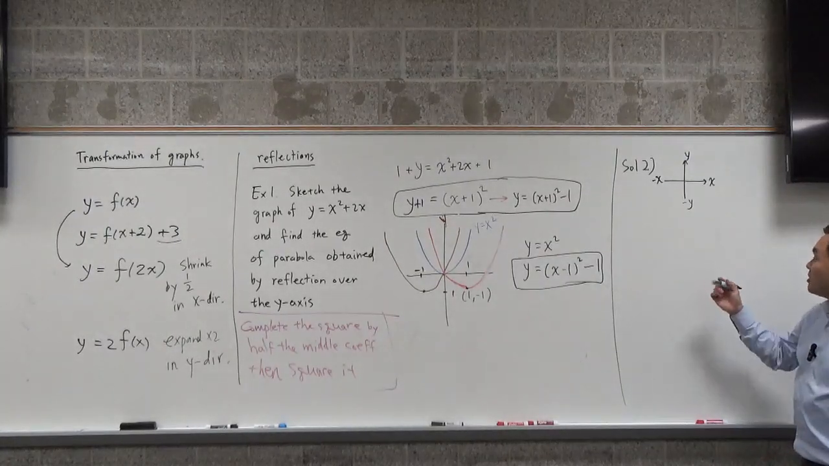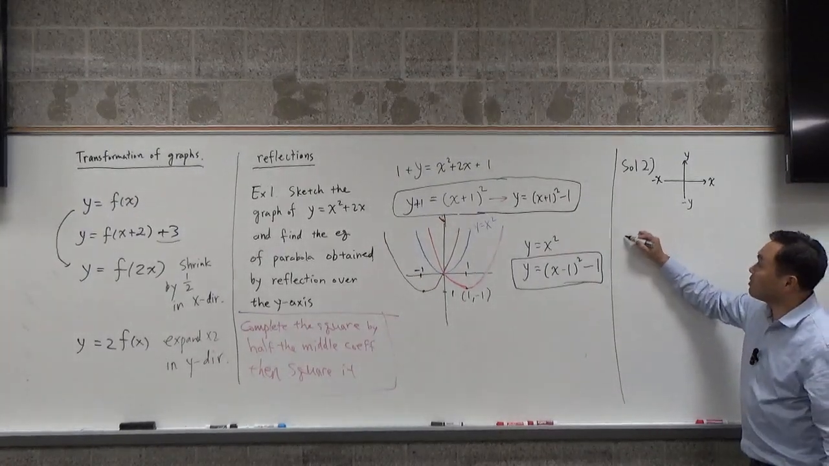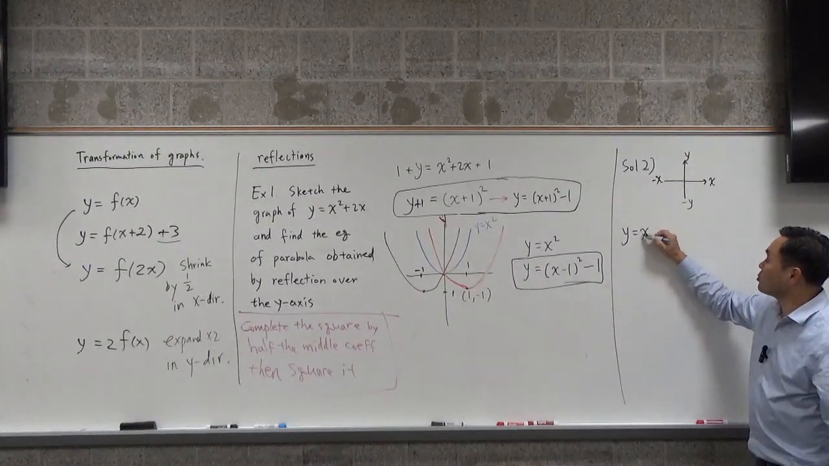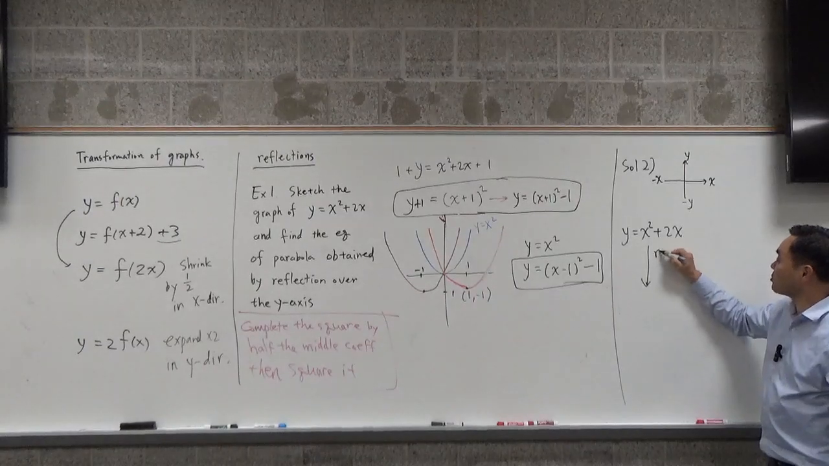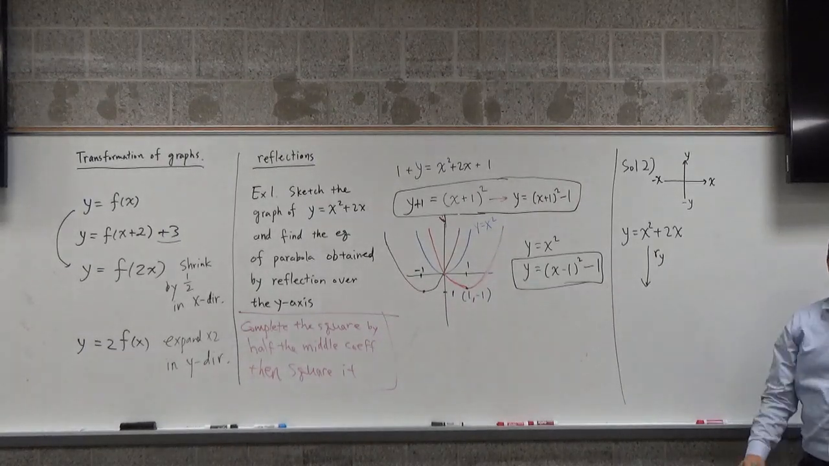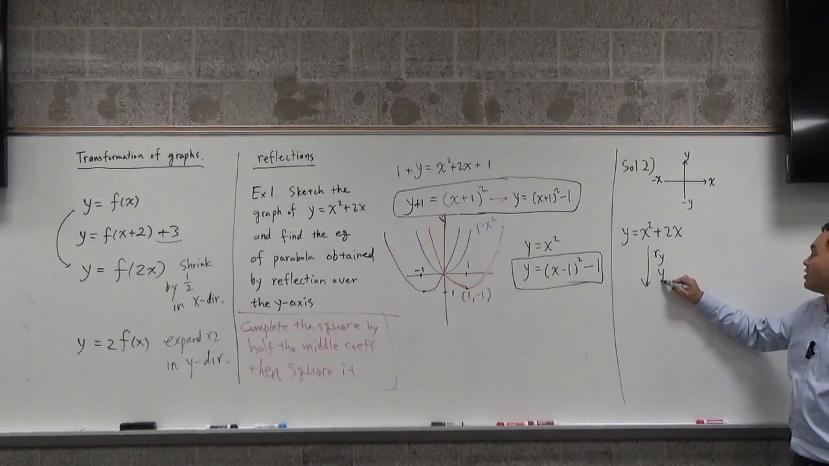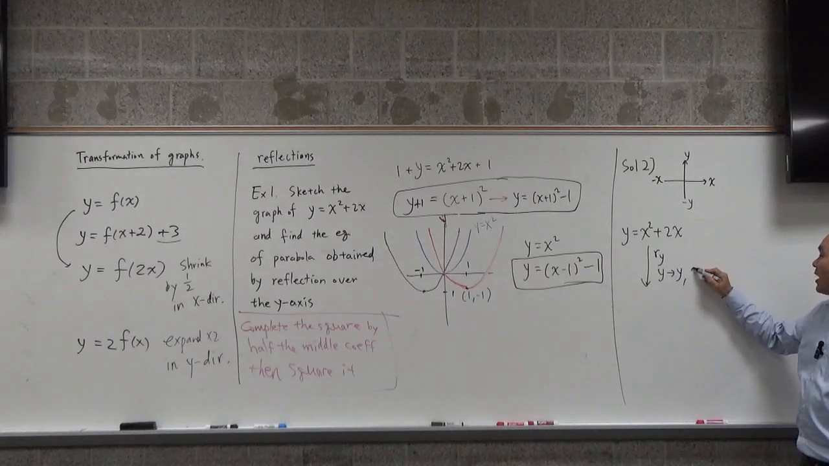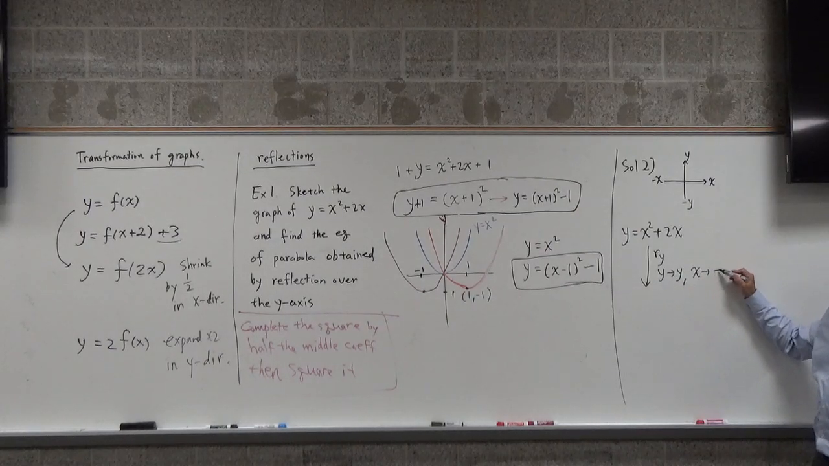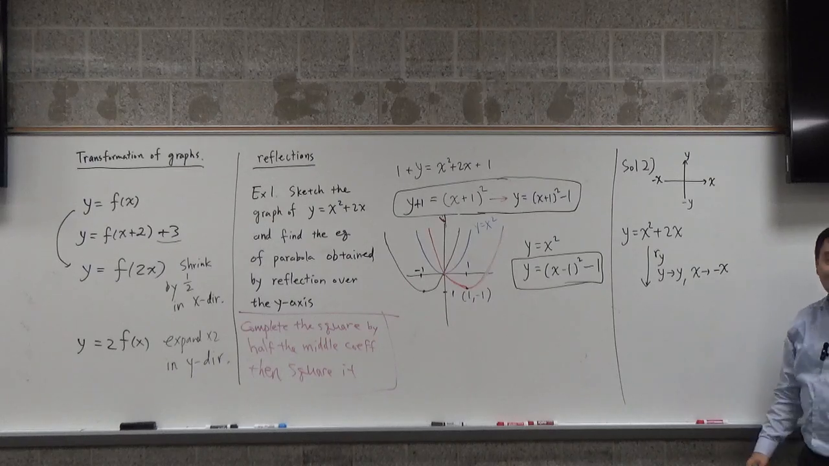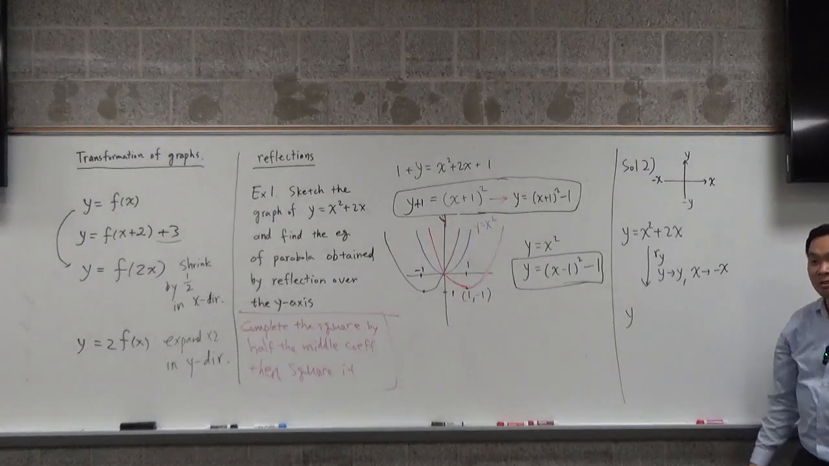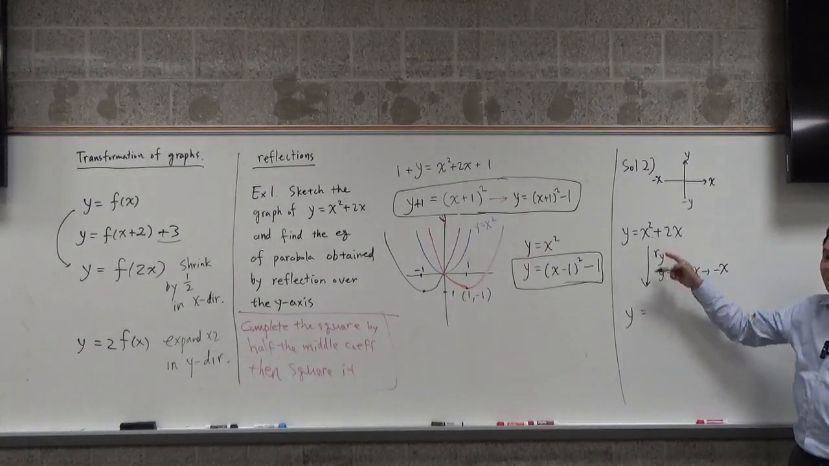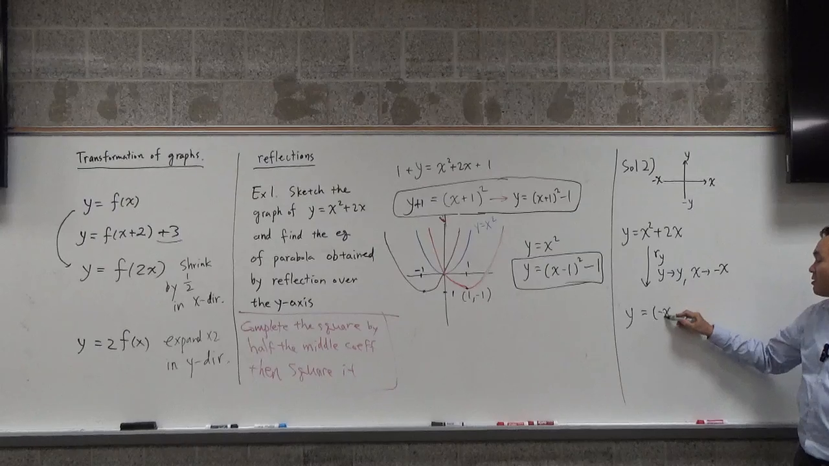So we see that if you have y = x squared plus 2x, and if you do reflection over the y-axis, then y stays as y, whereas x becomes what? -x. So that's what we're going to do. Y stays as y, I don't change it. But every x I see, I'm going to replace it by -x.